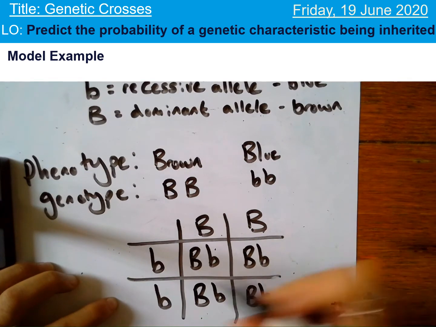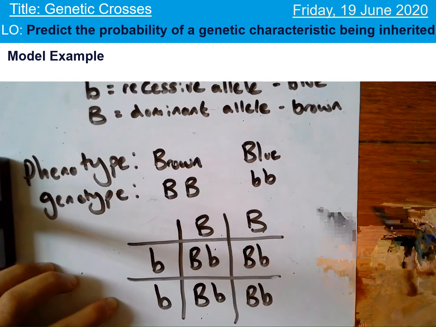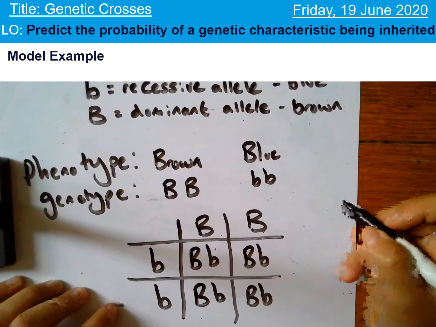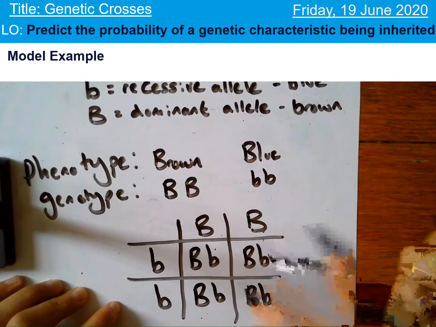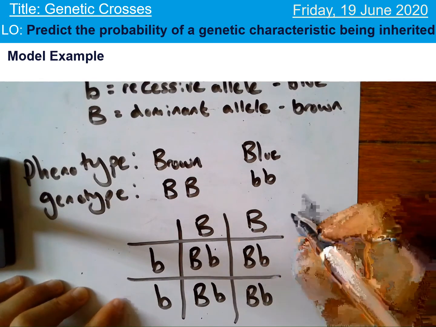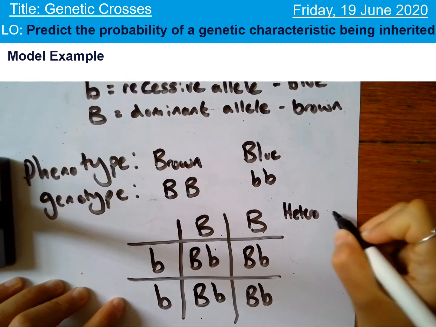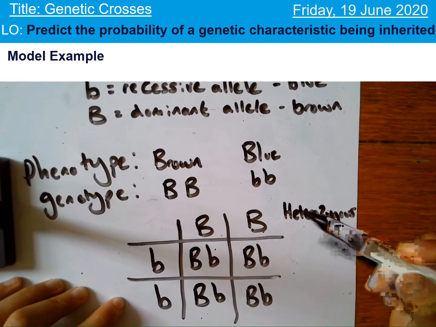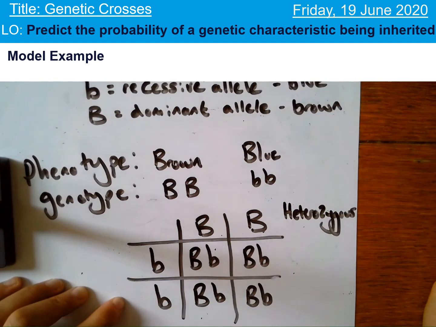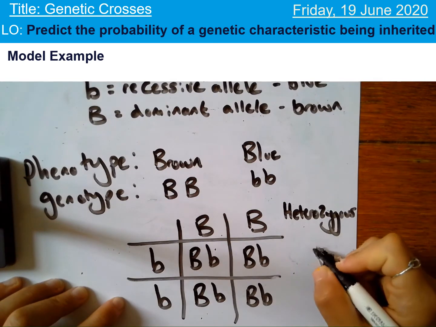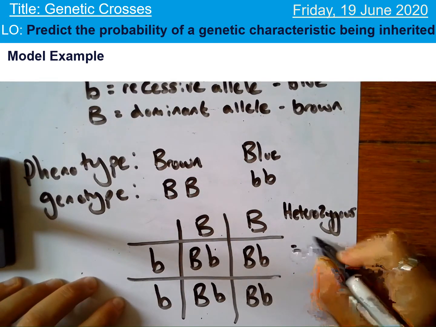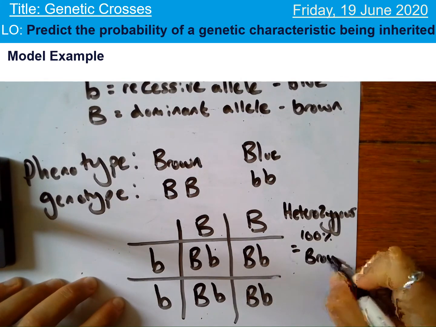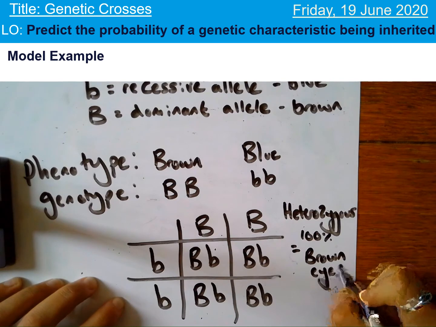What I've now got is all 4 offspring, or 100% of offspring, with a heterozygous set of alleles. Their genotype is heterozygous. Due to the fact that the brown eye allele, the capital B, is dominant, 100% of my offspring will have brown eyes.